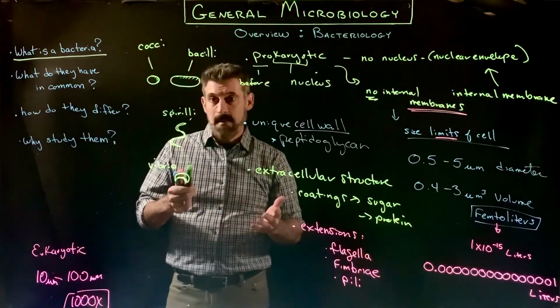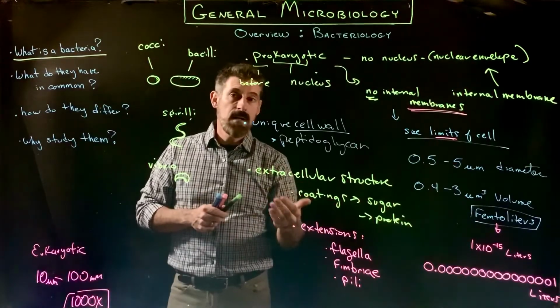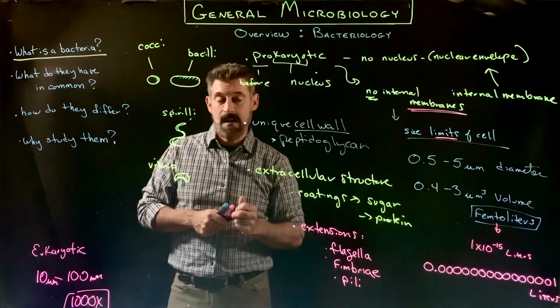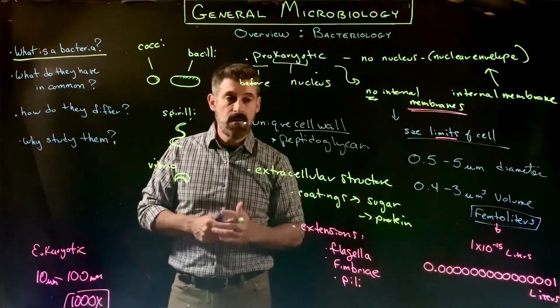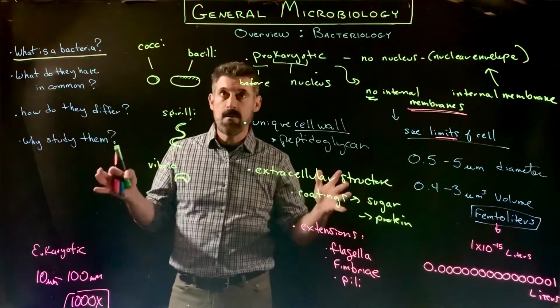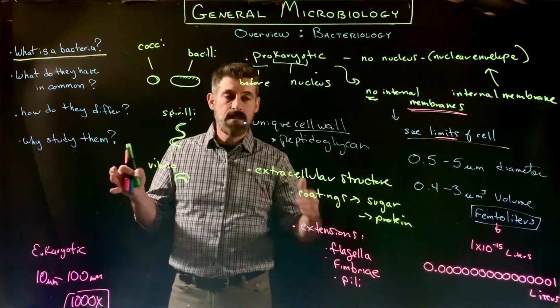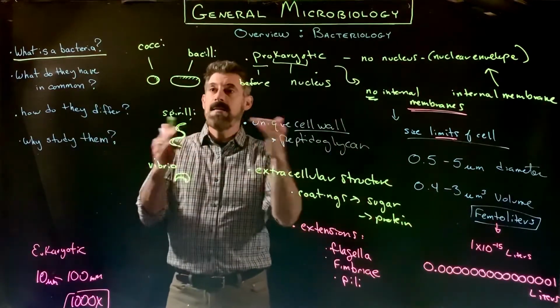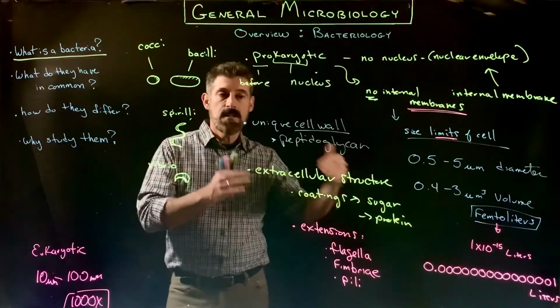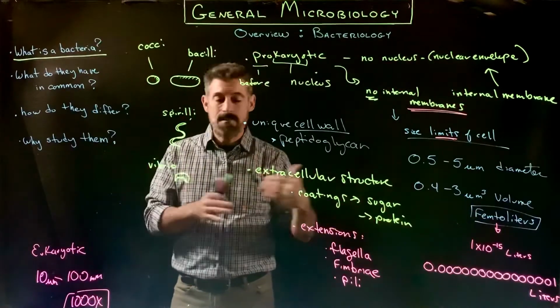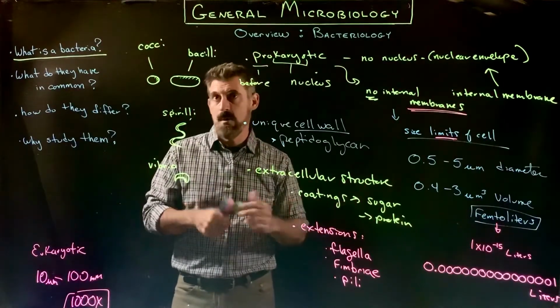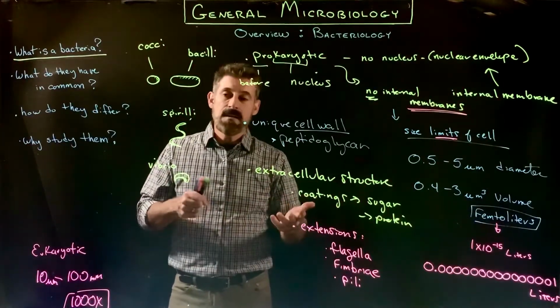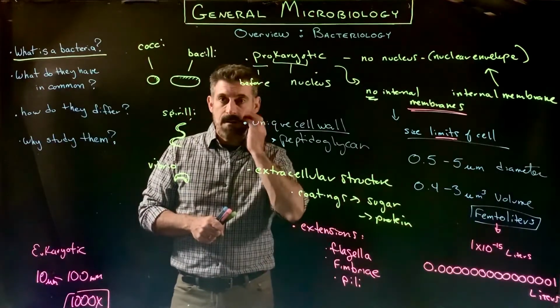So the shape of the cell is often unique, and it's sometimes a defining characteristic. One very early method of categorizing and classifying bacteria would be first cell wall, gram-positive, gram-negative, and then cell shape. So gram-positive bacilli, gram-positive cocci, gram-negative bacilli, gram-negative cocci, and so on. We're going to find that doesn't always hold true. There's a lot of variation.